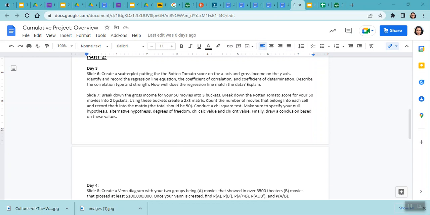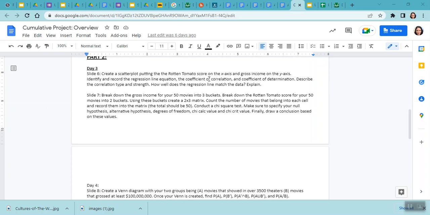Hello, FAPSET students. We're going to start working on slide 6, and we're going to create a scatter plot, putting Rotten Tomatoes score on the x-axis and gross income on the y-axis. We're going to find the regression line, the coefficient of correlation, coefficient of determination, describe correlation type and strength, and determine how well the regression line matches the data.